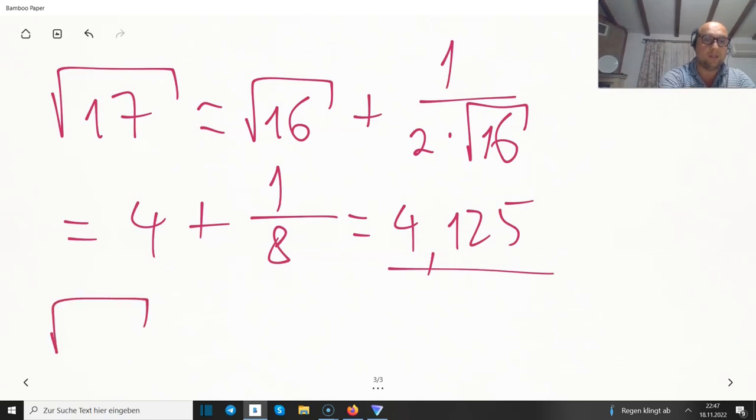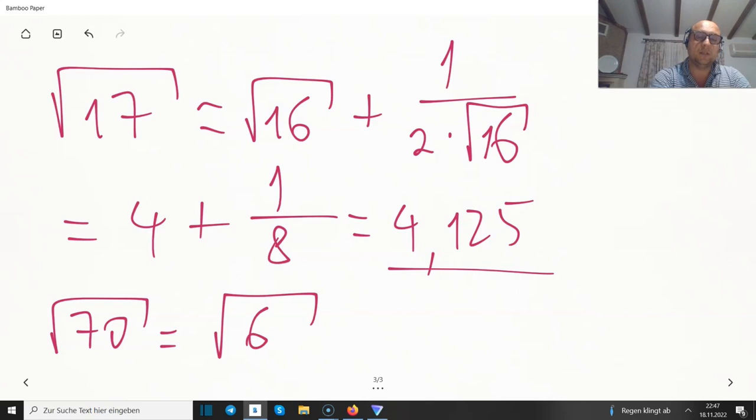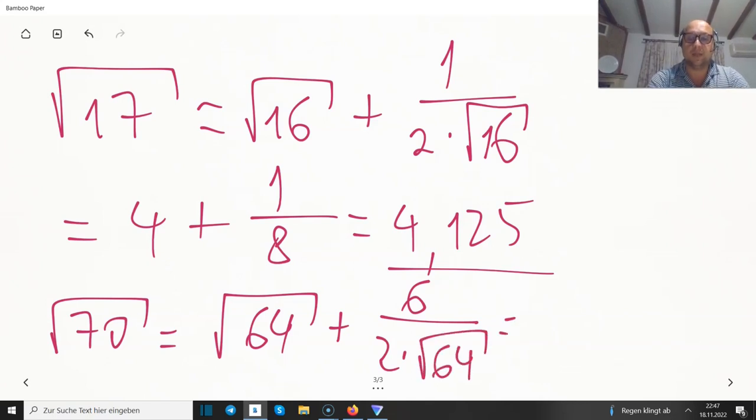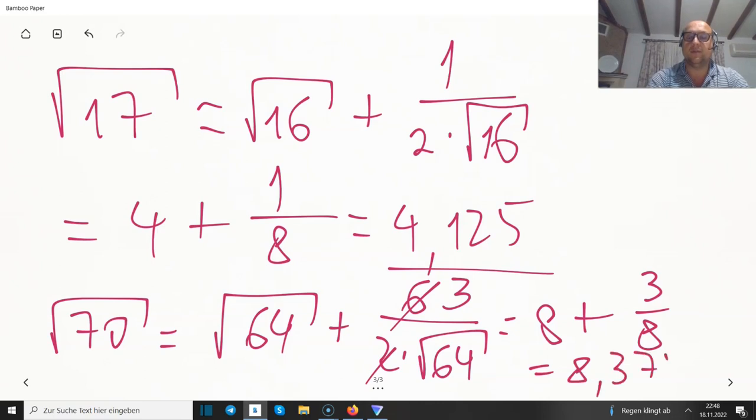Square root out of 70, what would that be? Well, which value do we have close to 70, which is a square number? I would say 64, and then 6 is remaining, so we got 6 divided over 2 times square root out of 64. So this is 8 plus, we can cancel it. This is 3/8, right? So this is 8.375.